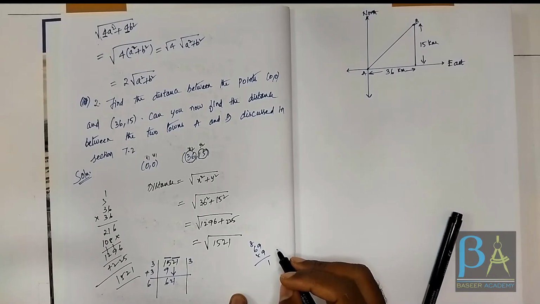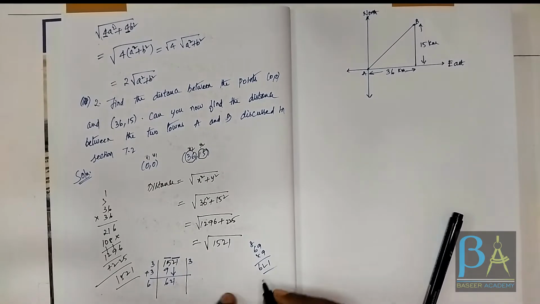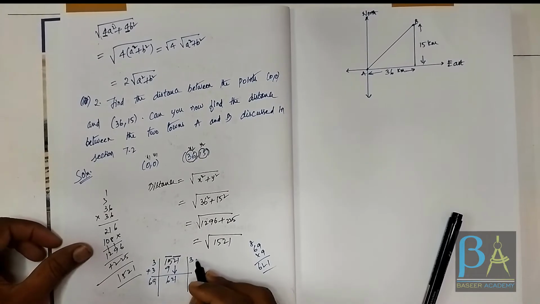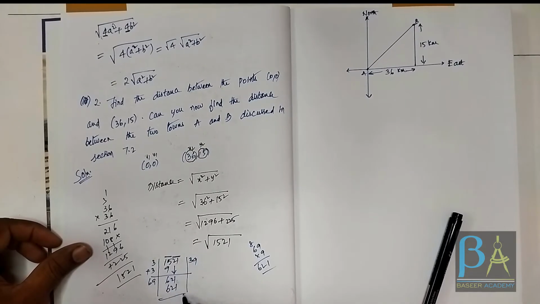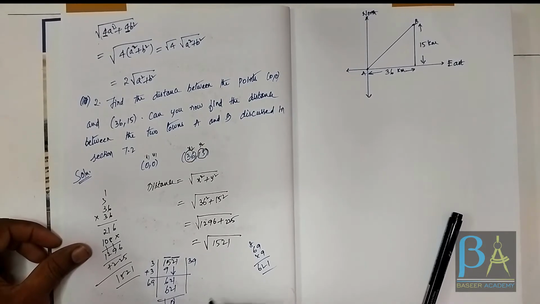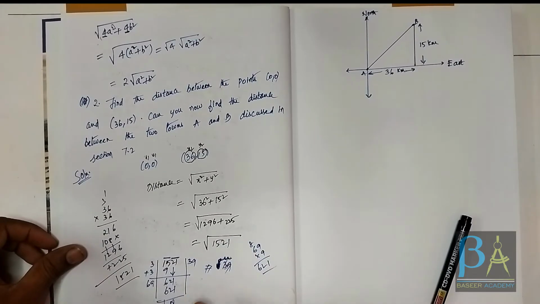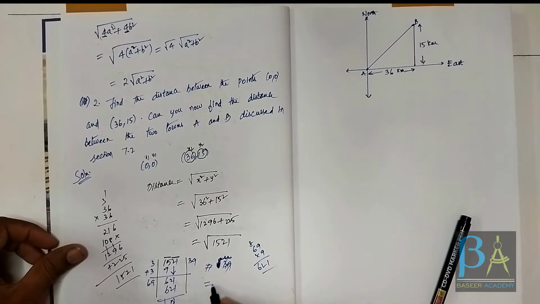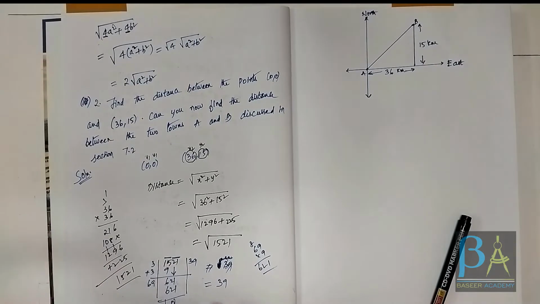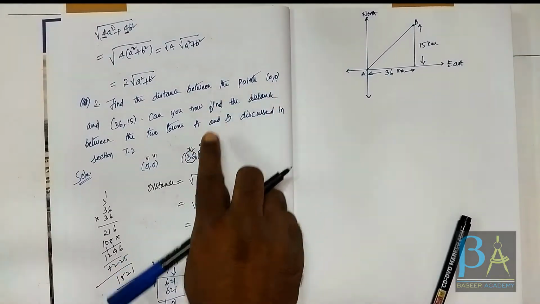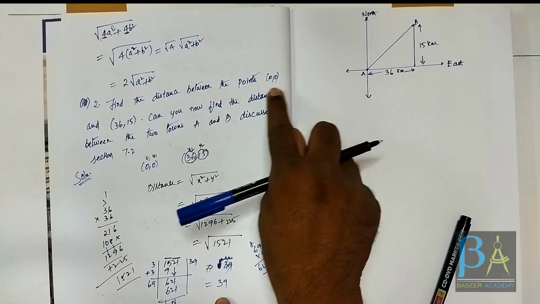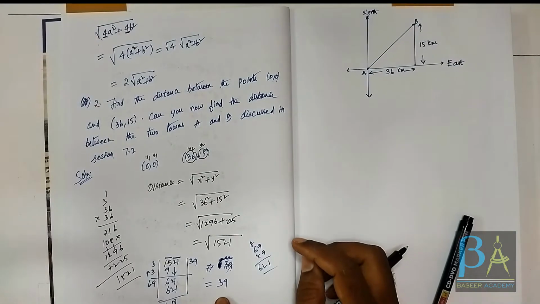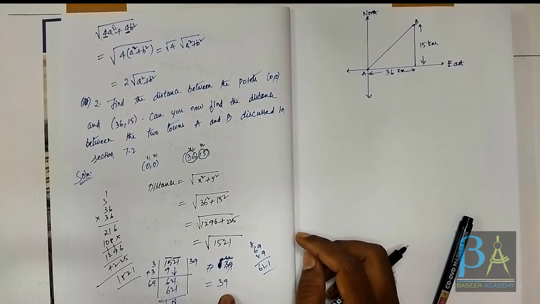54 plus 8 is 62, isn't it? So 69 into 9 is 621. 621 minus 621 is 0. The square root of 1521 is 39. So that's the square root. That is the distance between these 2 points. So the distance between the points 0, 0 and 36, 15 is 39.